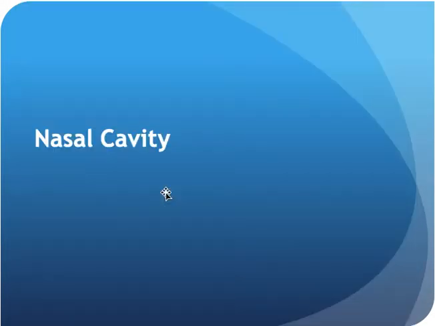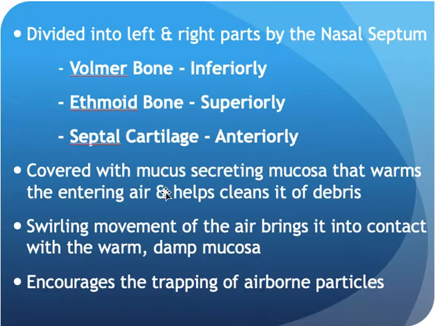So now we get to the nasal cavity. It's divided into left and right parts by your nasal septum. Most of us know, especially when we're sick, we get real stuffy on one side, and on the other side we can still breathe. But we're going to add a few more bones in here. We're going to add the vomer, which is going to be inferior. We've already talked about the ethmoid. That's going to be superior. And again, we're trying to divide and create our sinuses here. And then we're going to have our septal cartilage, and that's going to be anterior. And we'll look at a picture here in a second too.